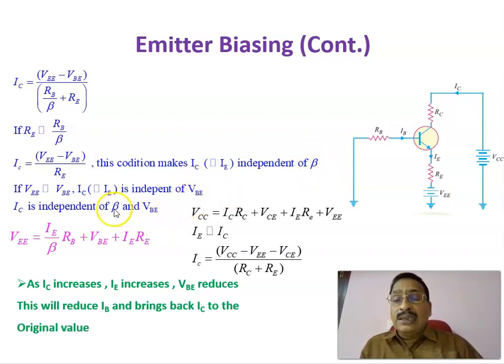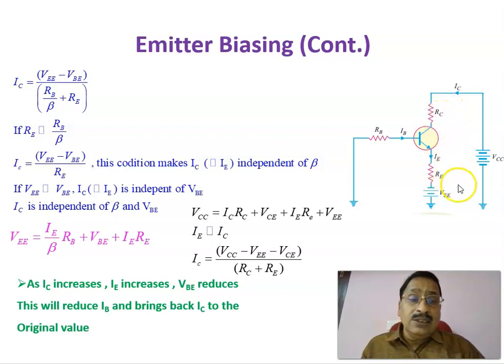Now let us see how the collector current varies with respect to the temperature. As the temperature changes, IC is independent of beta and VBE. Now coming to the output loop equation here, VCC equals IC into RC plus IE into RE plus VCE. That is the output loop equation. You can say that IE is approximately equal to IC. Substituting that, we get the collector current as VCC minus VEE minus VCE divided by RC plus RE. This is the collector current, writing the output equation by KVL.